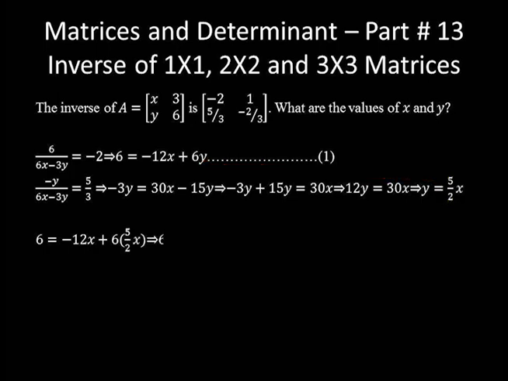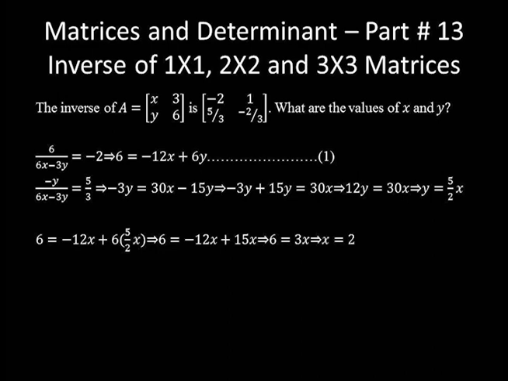This implies 6 equals negative 12x plus 1/2 times 3... 3 times 5x is 15x. This implies 6 equals negative 12x plus 15x, which is 3x. Dividing both sides of the equality by 3, we find x equals 2.